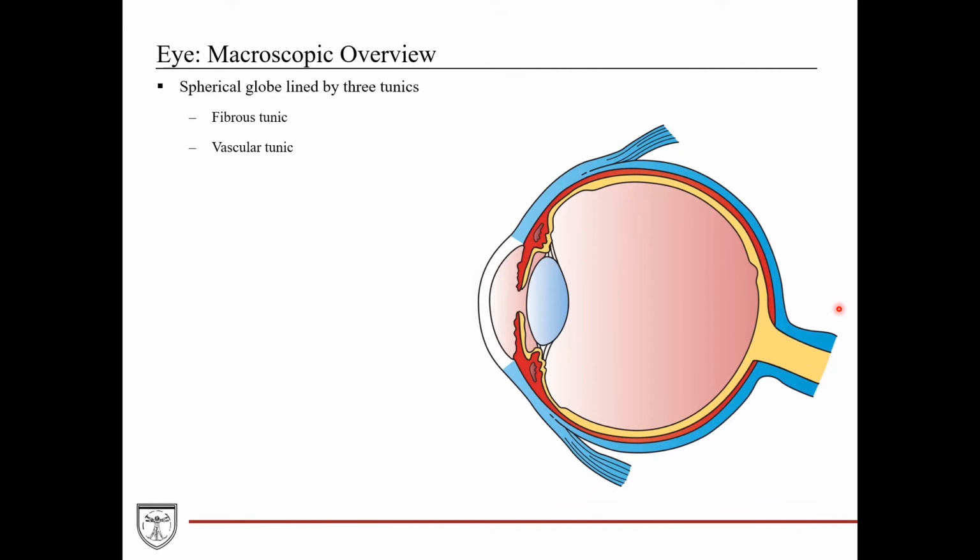Underneath or deep to the fibrous tunic, we have the vascular tunic, which is indicated by this red color in this diagram. This vascular tunic too is almost spherical, but it's not a complete sphere, because on the anteriormost surface there's an opening, which we all very well know as the pupil. This pupil allows the light to enter through this opening and into the retina.